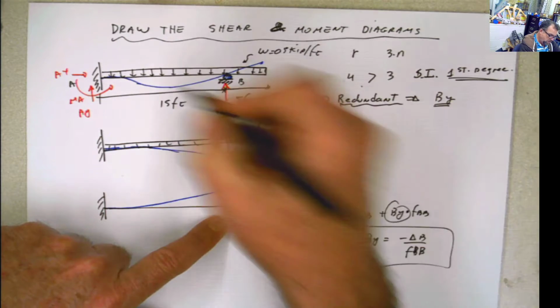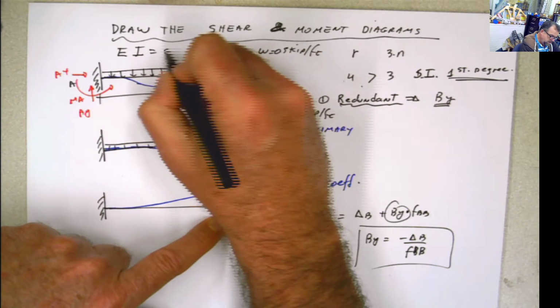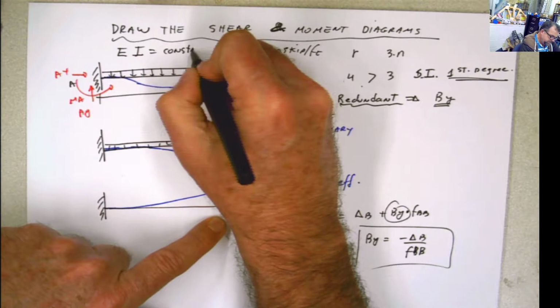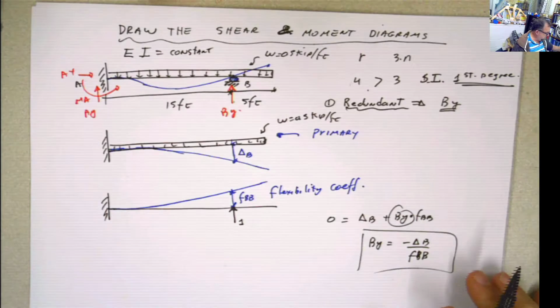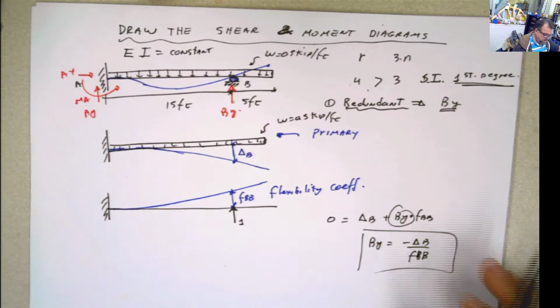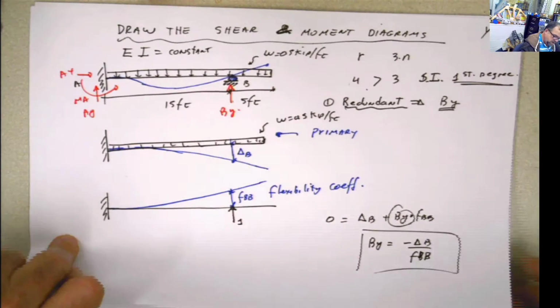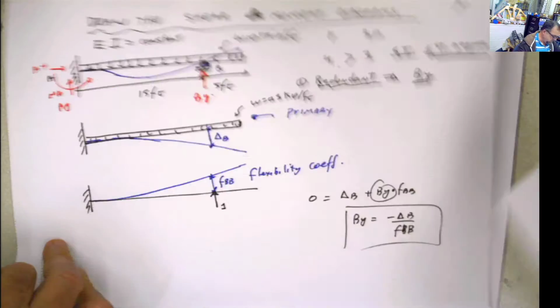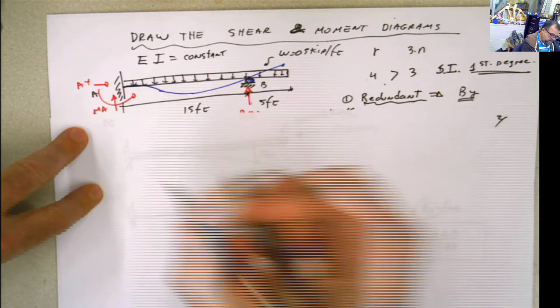Okay, good. One of the things that I didn't say for this first problem: EI, let's say that is constant. Good. Now we are ready and good to go. So first step, calculate the deflection coming from the primary structure.